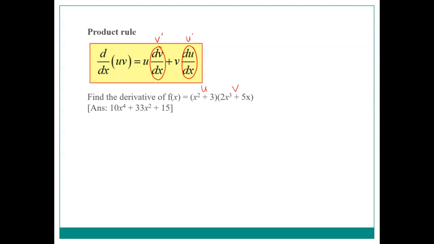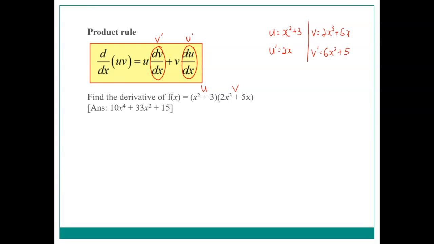Okay? So in order to apply the product rule, I must first of all identify what is my u. In this case, u is x squared plus 3, so my u prime equals 2x. How about my v? My v is equal to 2x cubed plus 5x, so my v prime is equal to 6x squared plus 5.